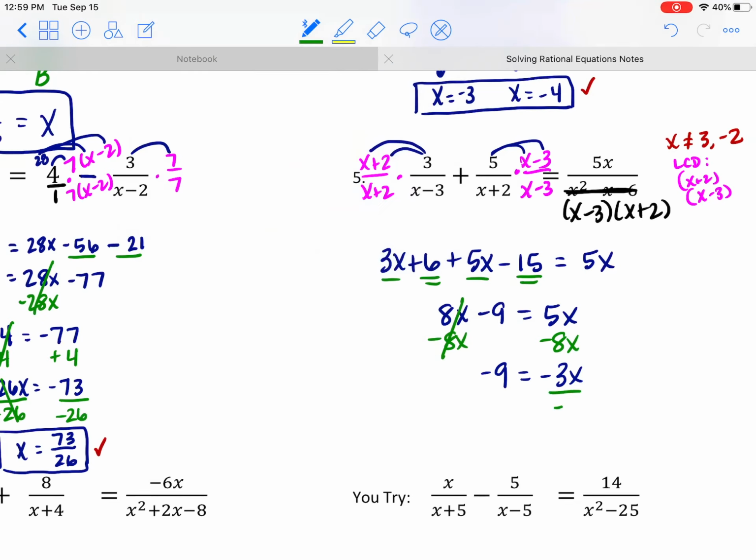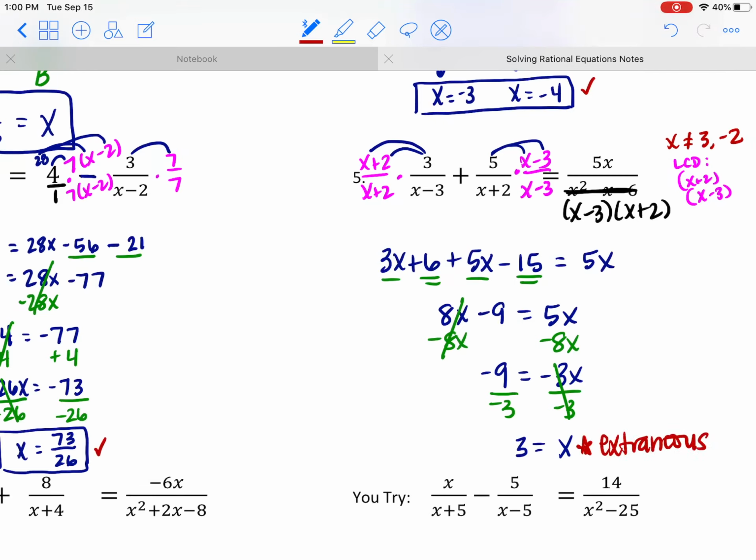And then my last step would be to divide. So dividing both sides by negative 3, I end with x equals 3. But what did we say in the beginning of this problem about x equals 3? Well, if I put x equals 3 in here or in here, it's going to make a 0. That is no good. We said x equals 3 had to be restricted as a solution because it would make our denominator equal 0. So this is what we call an extraneous solution.